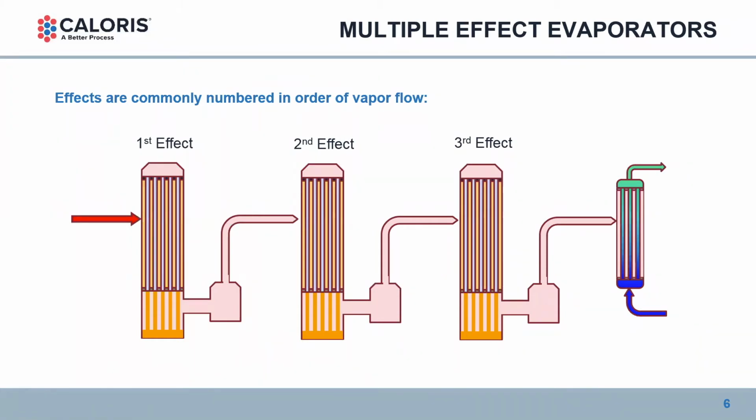So just some vocabulary here on multiple effect evaporators. We commonly refer to numbering the effects in the vapor flow path. The first effect is where the highest temperature heating vapors come in, and then it cascades down through the chain, second effect, third effect, following the vapor flow path.